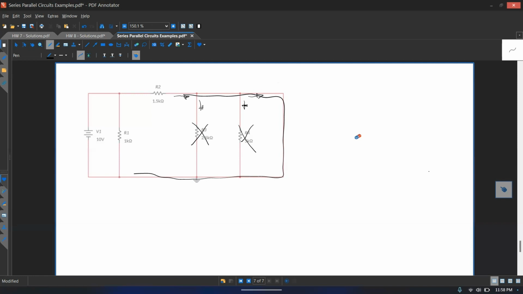But if you model this in real life, there is some, and I mean some, very little that's going to flow in the direction of R3 and R4. But for the sake of this class, anytime you see a short, we're going to assume that zero current is flowing through the parallel resistors that are in parallel with a short.